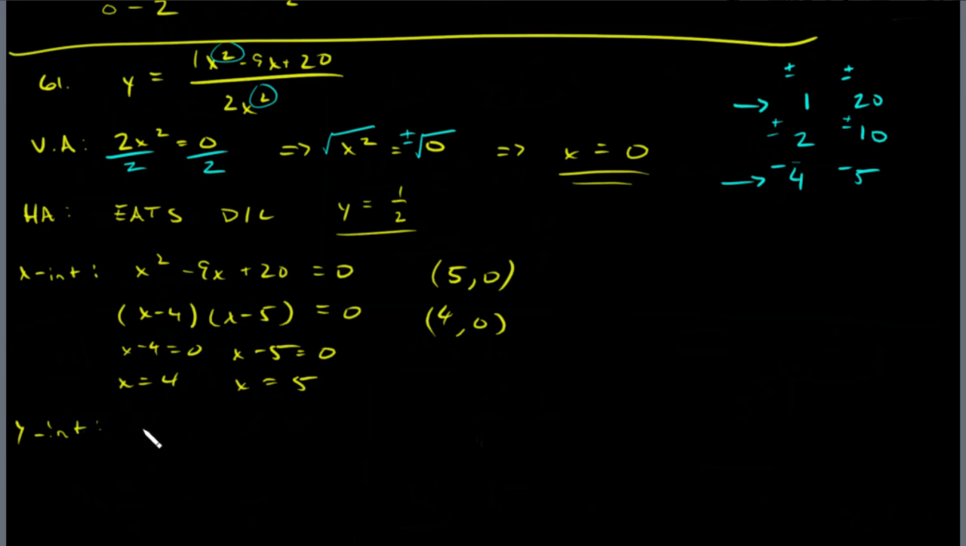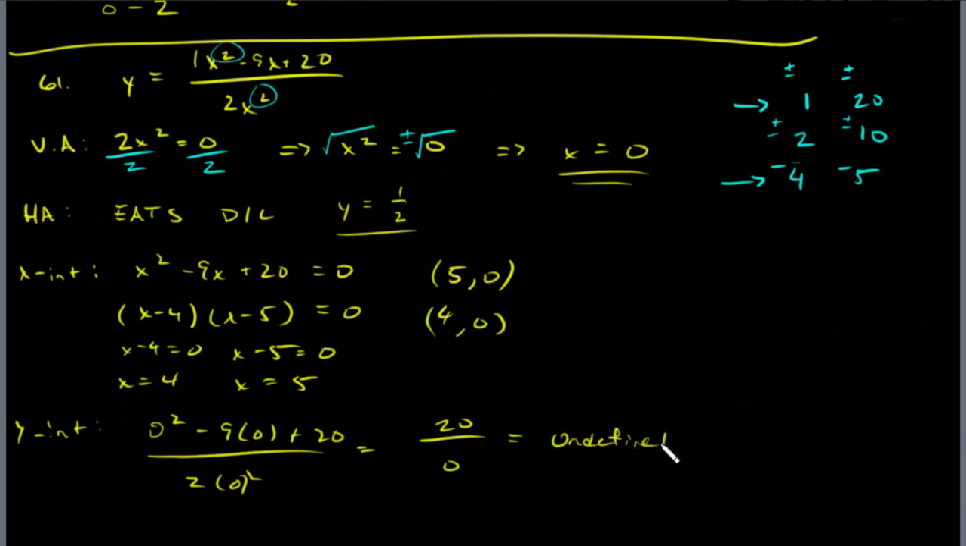And if you just did it manually, 0 squared minus 9 times 0 plus 20 over 2 times 0 squared, you would get 20 over 0, which is undefined. So in this case, there are no y-intercepts. And there you go. Done with that problem.